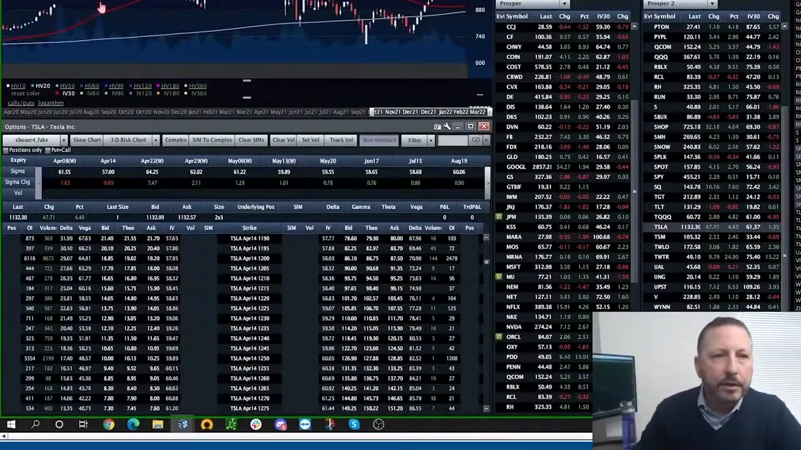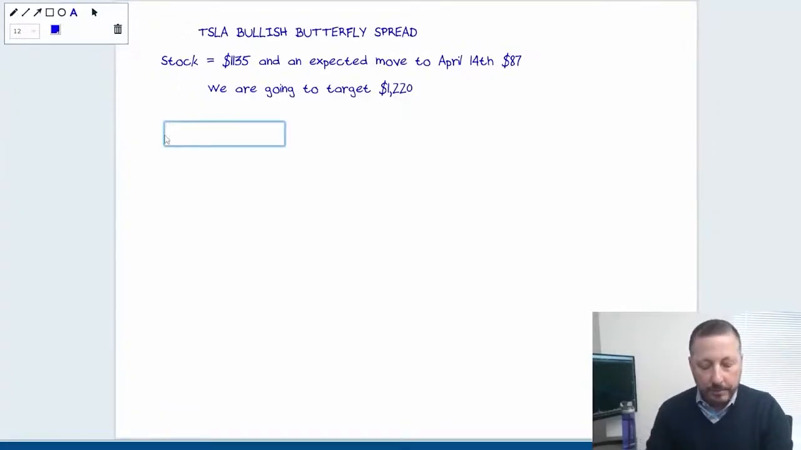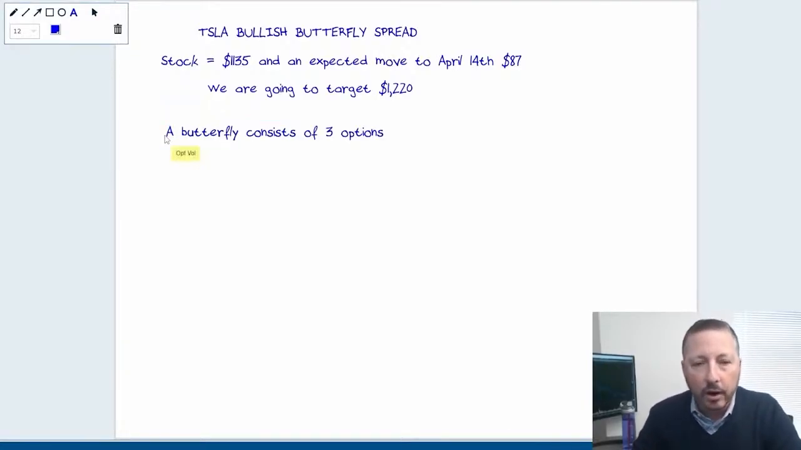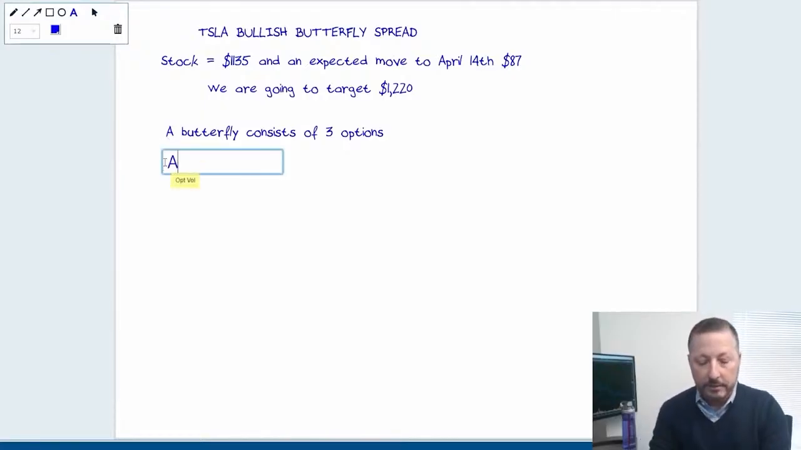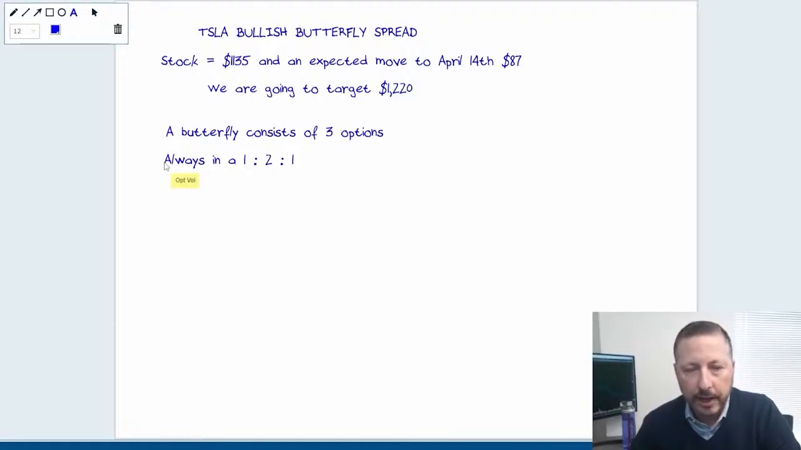Now, a butterfly consists of three options, and again, they can be puts or calls, bullish or bearish. We're going to use call options here since we are bullish. And a regular butterfly is always in a 1 to 2 to 1 ratio: buying 1, selling 2, buying 1.